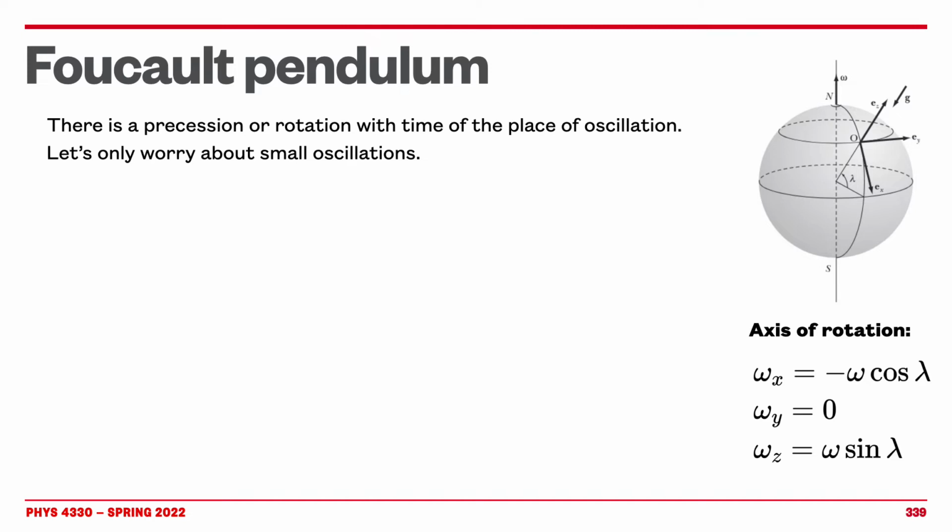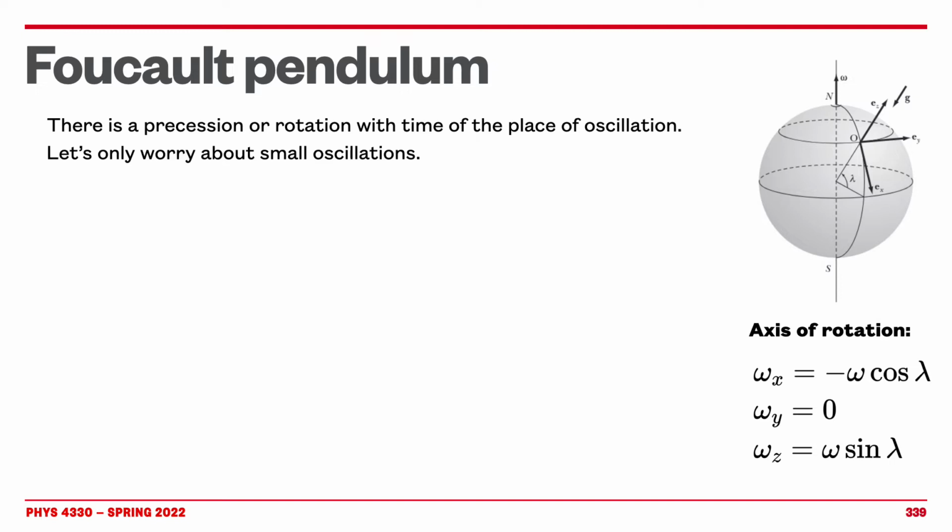And the two components, omega x and omega z, along Ex and Ez, are given by minus omega cos lambda and omega sine lambda. This is something that you can see clearly from the geometry. So I invite you to maybe pause the screencast at this point to convince yourself that these coordinates are just coming from the triangle that we have there with angle lambda.